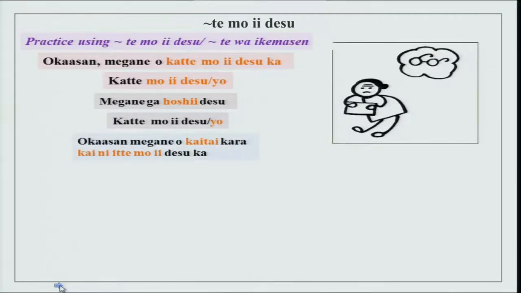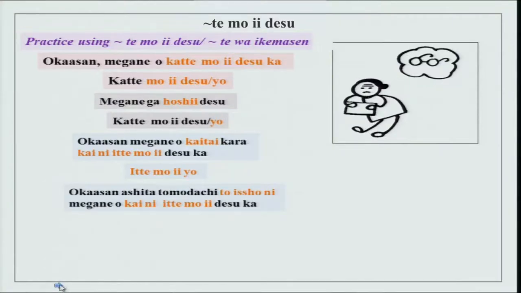Then, okasan megane wo kaitai kara kai ni itte mo ii desu ka? So, you have two forms, three forms over here joined together. Okasan megane wo kaitai kara, I want to buy megane, thus kai ni, for the purpose of buying, itte mo ii desu ka? And itte mo ii yo, that's all right, you can go. And yo, you can only use very, very informally, where you are very, very informal, and older than the person you are using yo to. You cannot use yo with your teachers or people older to you.